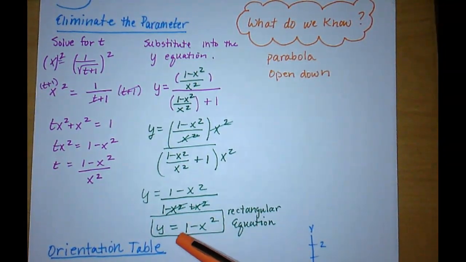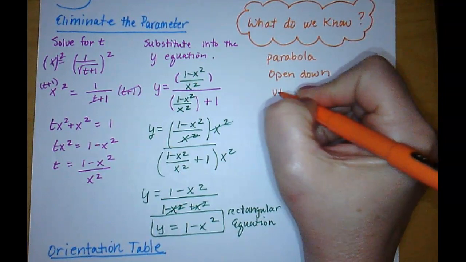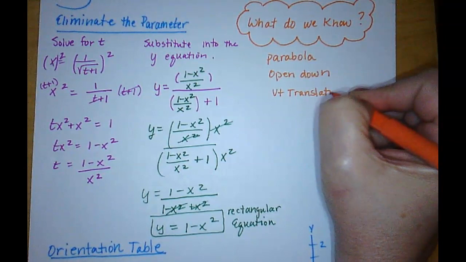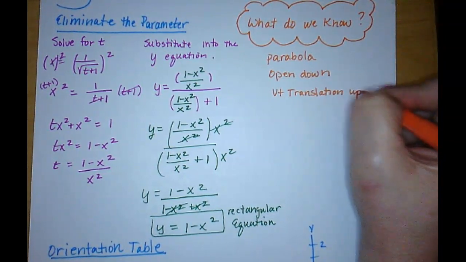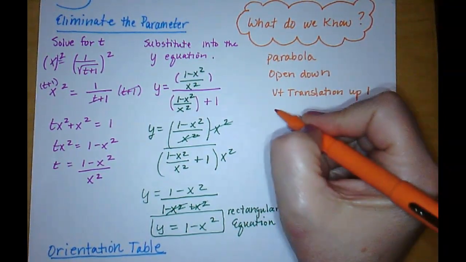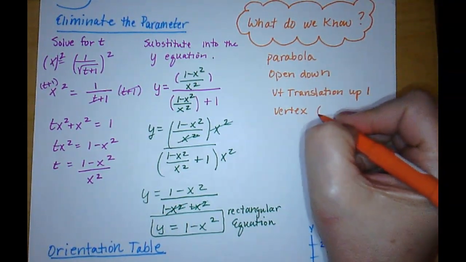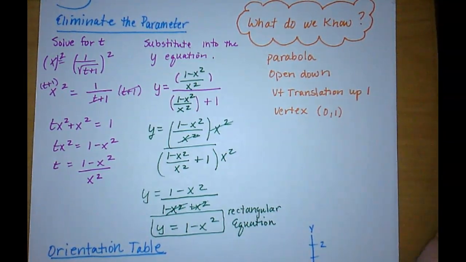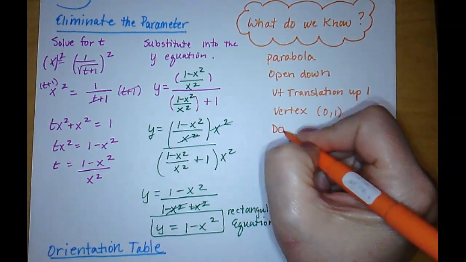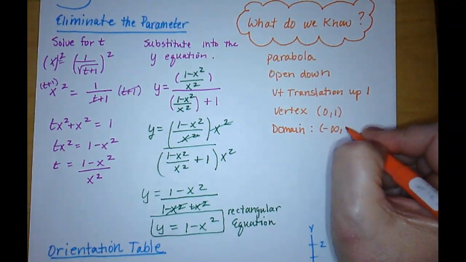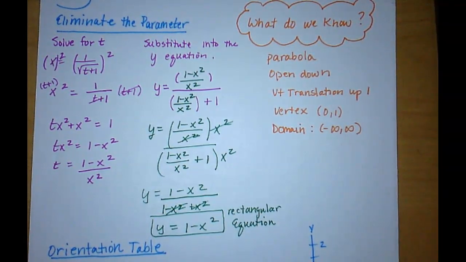We know from this width of 1, it's the same as the parent function, but the 1 is going to be a vertical translation up 1. We know that the vertex, because of its translation, is going to be at (0, 1), and we know that the domain for any parabola is from negative infinity to positive infinity. So those are some of the main things that we know.